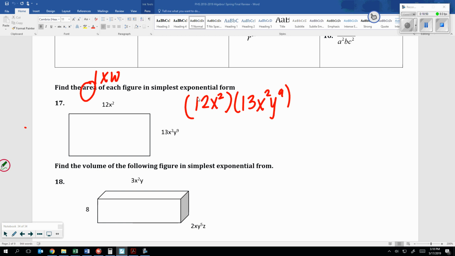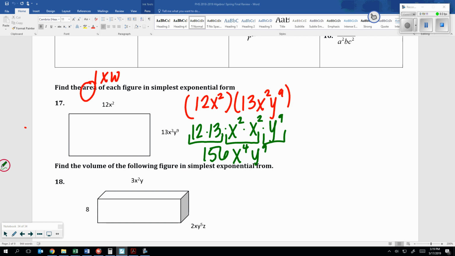So I'm going to write my numbers by each other. So 12 times 13. Then I write my x's by each other. Then I write my y. So I have 12 times 13, which is 156. X squared times x squared is x to the 4th. And y to the 9th, which is y to the 9th. That would be my answer. Okay. If I wanted to graph and match, I could do that. It would be the same process.